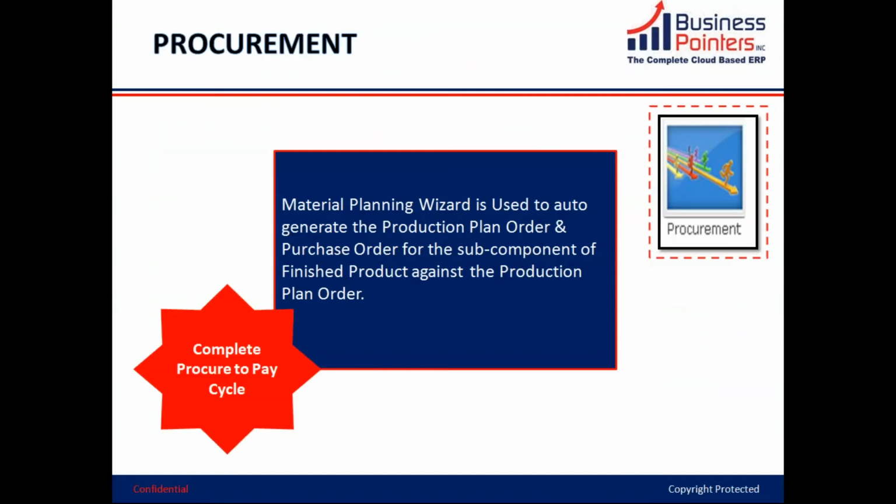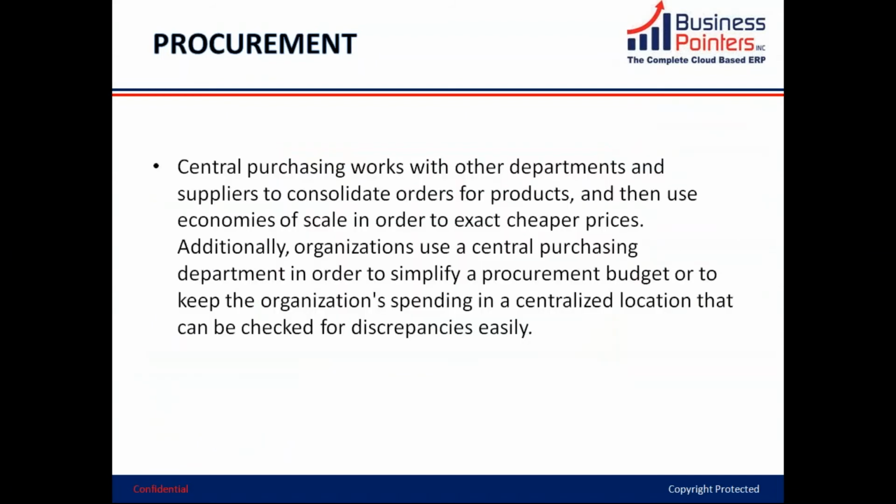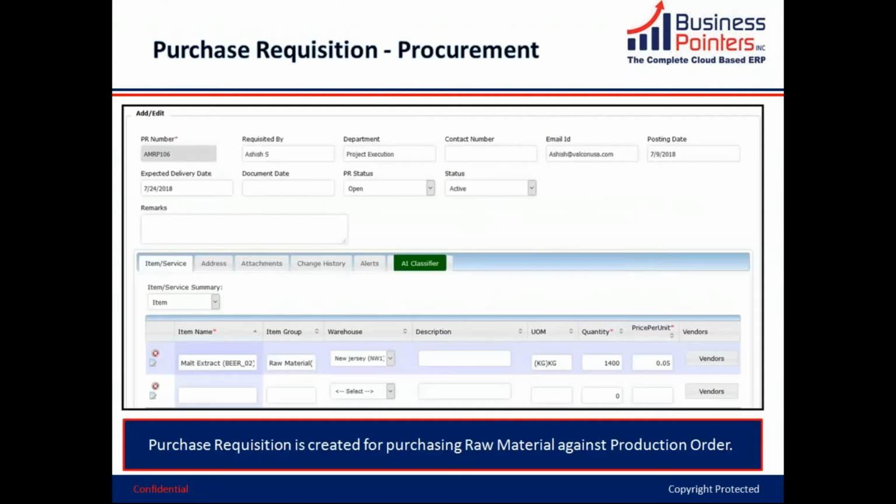Next, we have the procurement. The material planning wizard is used to auto-generate the production plan order and purchase order for the subcomponent of the finished product against the production plan order. So this is the complete procure to pay cycle. Central purchasing works with other departments and suppliers to consolidate orders for products and then use economies of scale in order to exact cheaper prices. Additionally, organizations use a central purchasing department in order to simplify a procurement budget or to keep the organization's spending in a centralized location that can be checked for discrepancies easily.